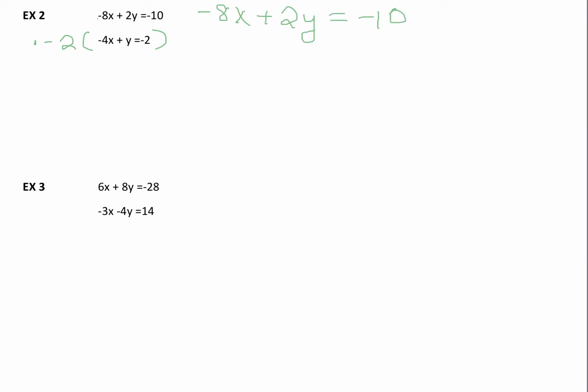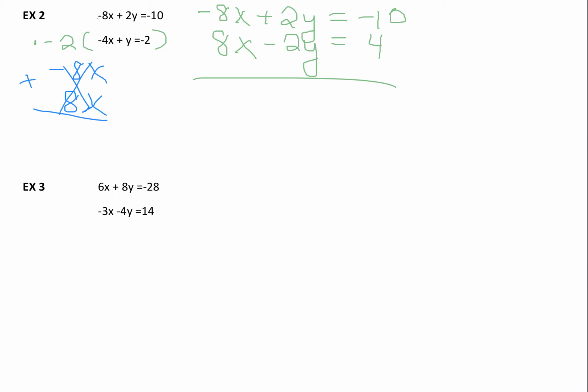-2 times -4 is 8x. I wanted them to be opposite. Oh, but then keep going. Okay, now we add them together. So if you're not sure on that step what to multiply by, you want something to be opposite. So -8x and 8x, because when you add them together, they'll cancel. The idea is you want to cancel out at least one variable, or you're not really getting anywhere.